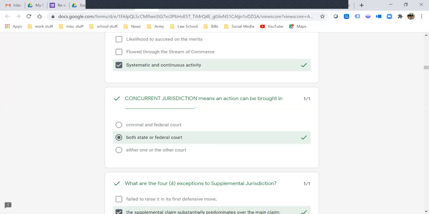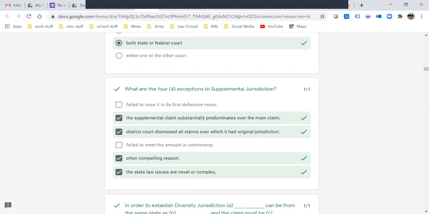Concurrent jurisdiction basically means that an action can be brought in both state and federal court.